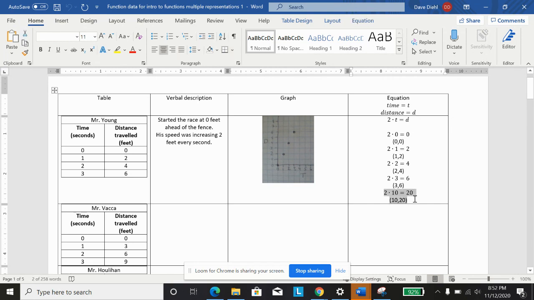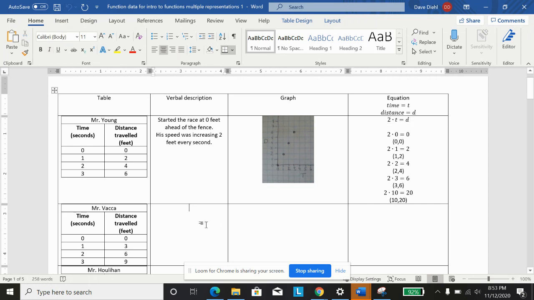So again, how do you write the equation? The first step is you have to find the speed. And the speed is determined by how many feet he increases in how many seconds. So he increases 2 feet in 1 second. You could also say he increases 4 feet in 2 seconds. Or you could say he increases 6 feet in 3 seconds, but all of that simplifies down to 2. So the 2 is the speed.